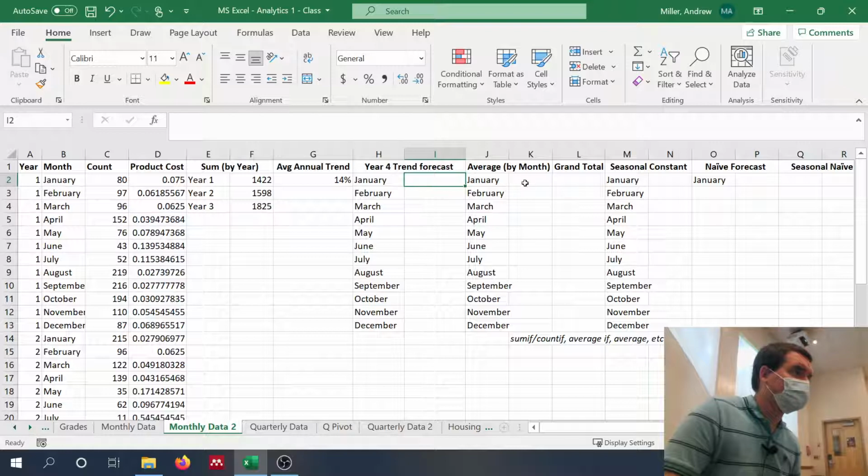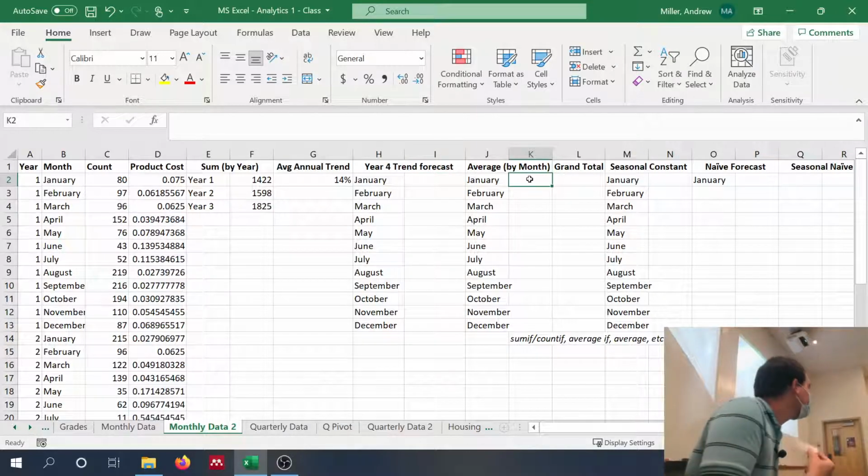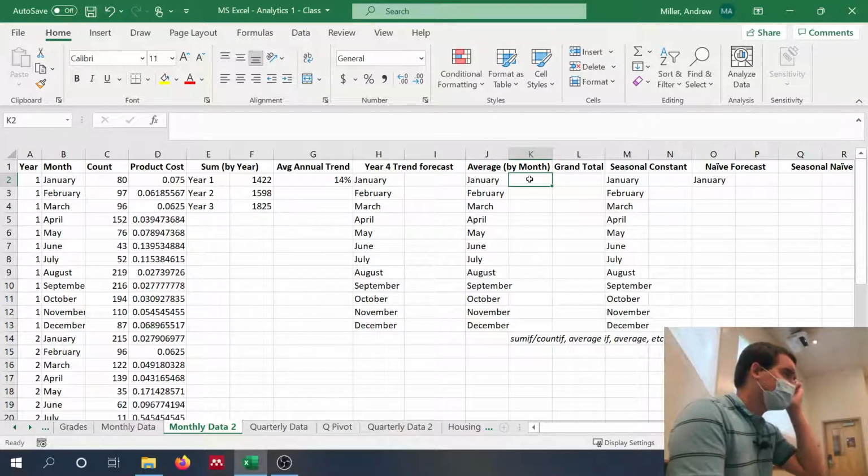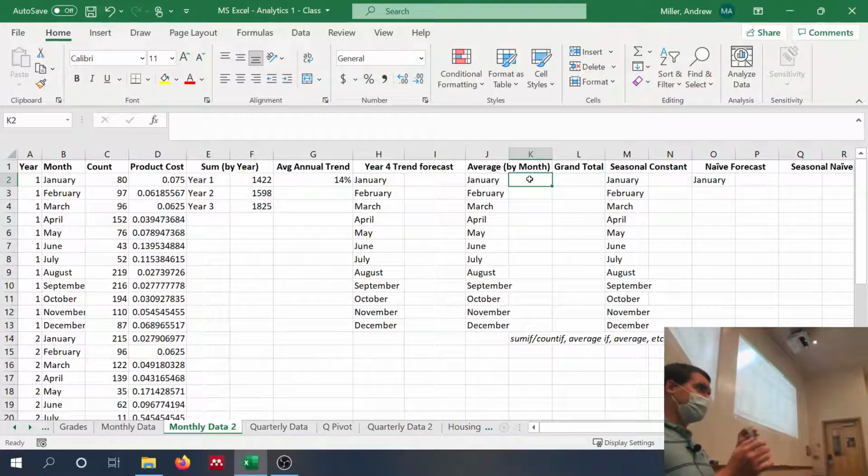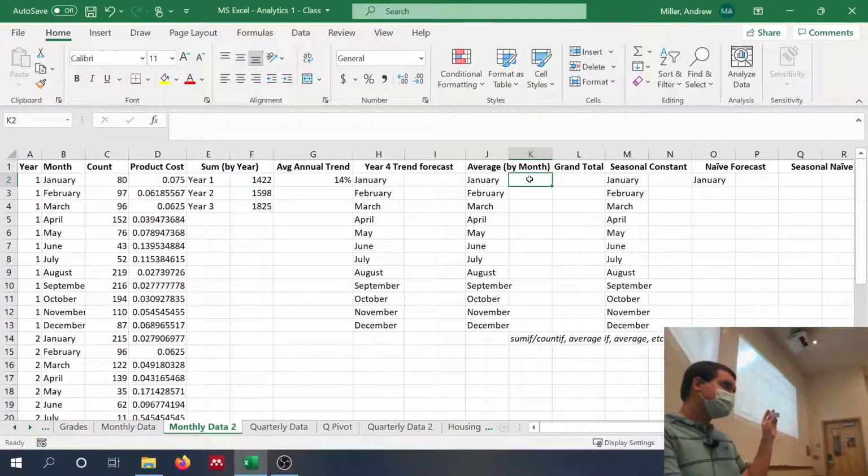Okay, let's go ahead and do the average by month. So to answer your question, average ifs would be having the average where we have multiple conditions that must be true for it to be included in the average. Does that make sense? Okay, so average by month. How do I calculate that?